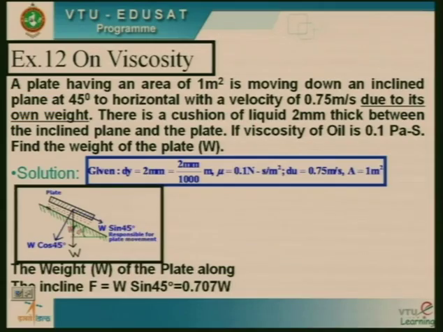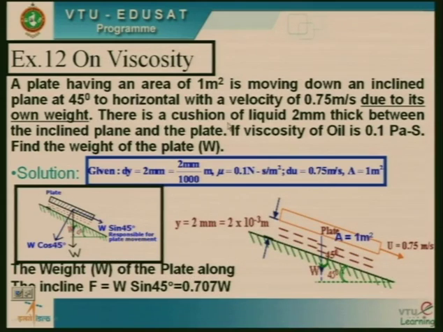In the next problem, it is again a plate problem. I think more or less we have discussed. This time I would like you to take the lead and do this problem. Let us read the statement of the problem. A plate having an area of 1 meter square is moving down an inclined plane at 45 degree. It means the same thing: a plate having an area of 1 meter square, and it is moving with an inclination of 45 degree.